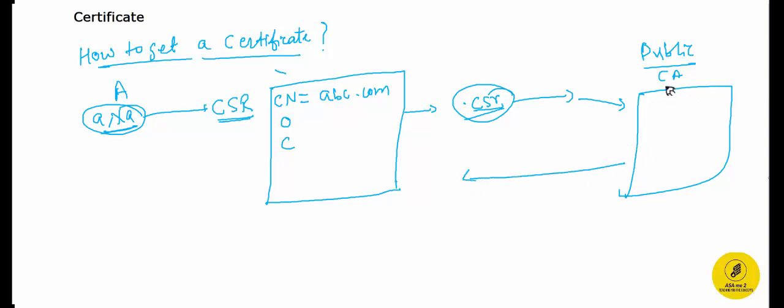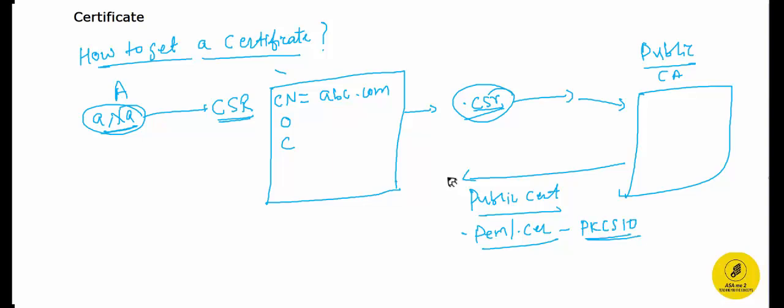So when the public CA signs the CSR, this becomes a public certificate. When you get that public certificate, it will be in .pem format or .cer. So these are the formats for public certificate. This is also known as PKCS 10. So this is how a client is issued a certificate. So CSR, when it is signed by a public certificate authority, that becomes a certificate.